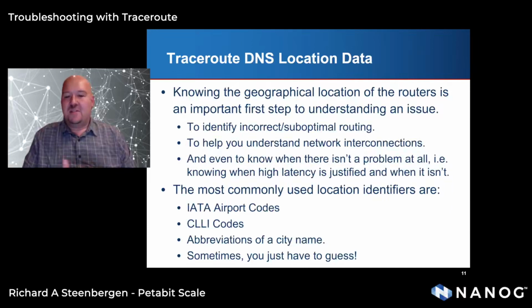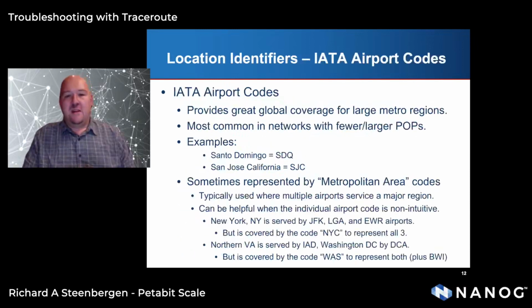It's going to help you understand where the network interconnections are, and even if you don't know there's a problem, you'll be able to figure out if the high latency is justified or not. So the most commonly used location identifiers are the IATA airport codes, the CLLI codes, some abbreviation of the city name, and then sometimes you just have to guess because people make up random things. So let's talk about the airport code.